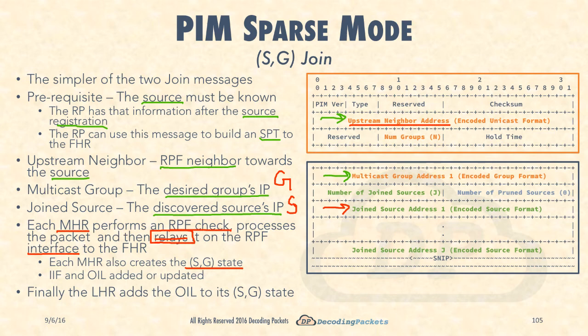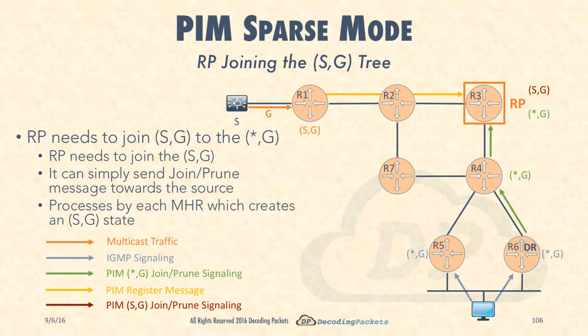Creating that S, G state means that you're populating the incoming interface and also updating the outgoing interface list, or the OIL. Finally, the message should reach the LHR, and the LHR should then join the receiving interface to the OIL of its S, G state. So here is the RP actually joining the S, G tree. We have skipped some essential steps here. If you look at lecture 7, you would see all of those steps in there.